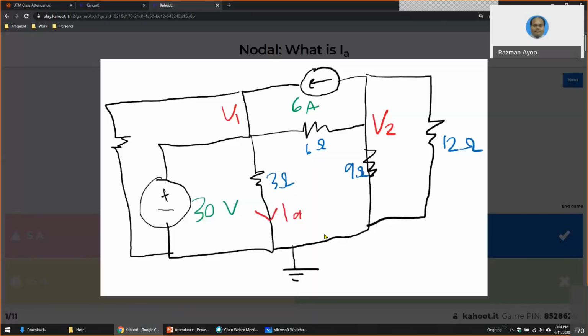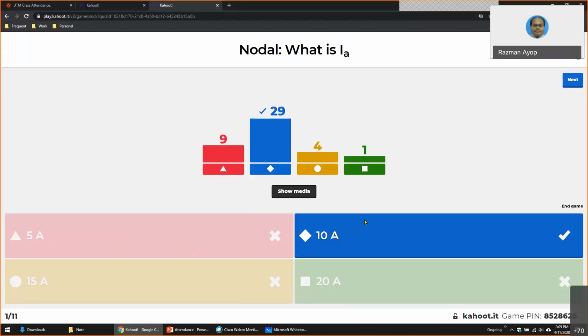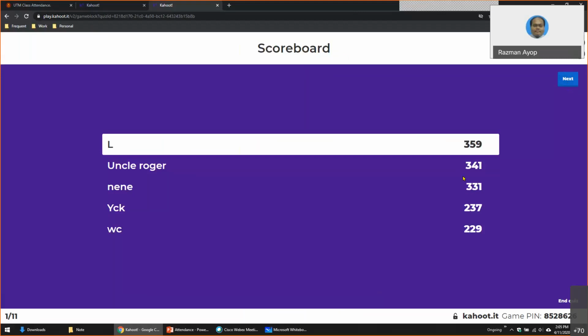So if you can see here, this is a super mesh. When you involve a super mesh, it means that there is no resistance at the voltage source during nodal analysis. So automatically V1 is equal to 30 volts. So 30 volts divided by 3 ohms, you get 10 amperes. Right now L has the highest mark. We move on to the next question.